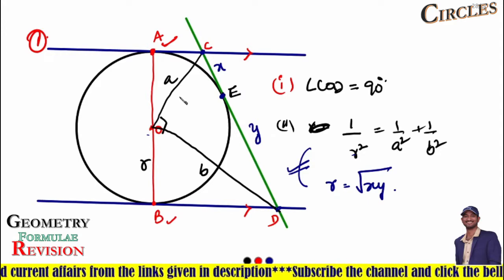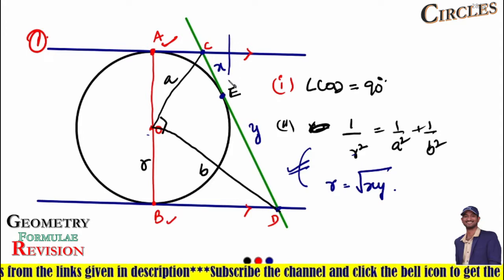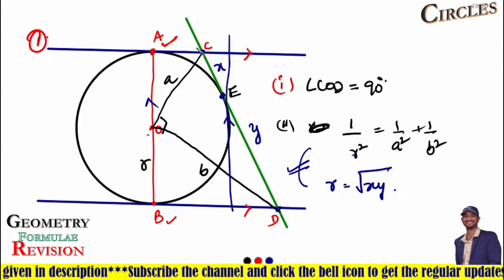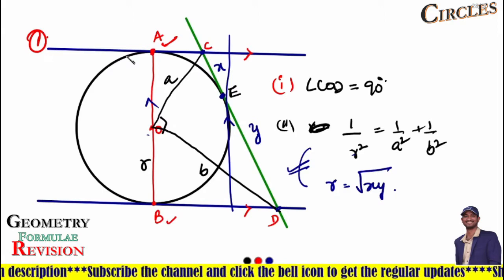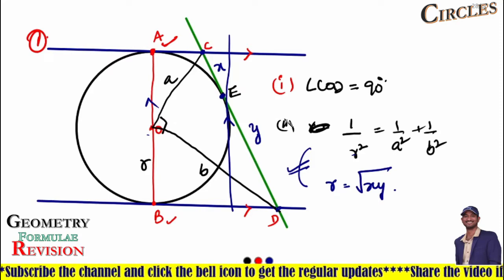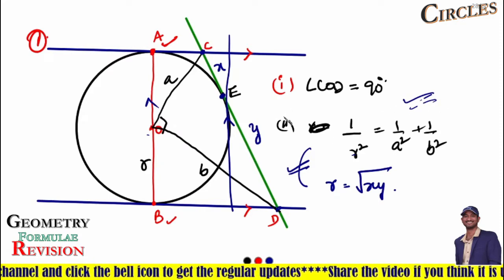Is it clear? If this line CD is also parallel to AB, then CD and AB both are equal. So this is about the parallel tangents. These properties are enough in case of parallel tangents.